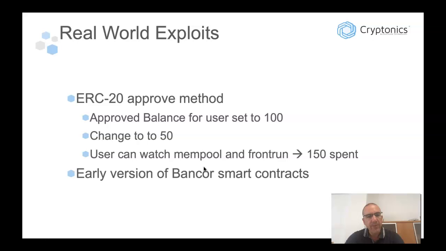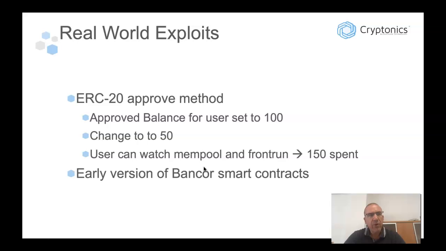There's an approve method which allows accounts to delegate transfer rights for a certain amount of Ether to other addresses. So you can basically approve an address to spend X of your account balance. And the way this can be exploited in this case is by front running, or whatever you want to call it, a race condition in this case, probably a better name.